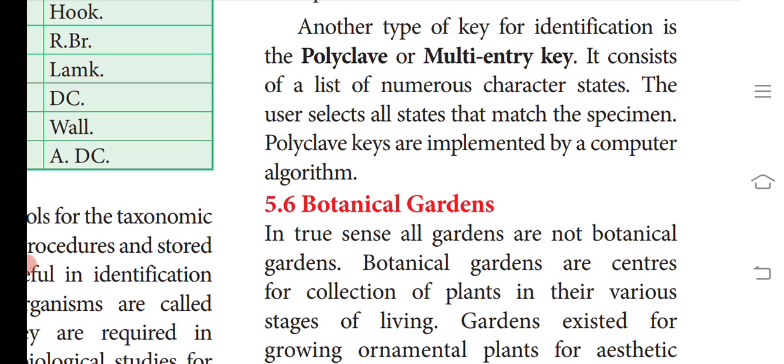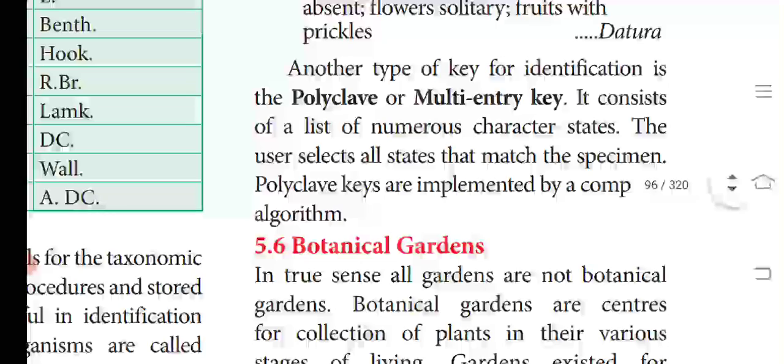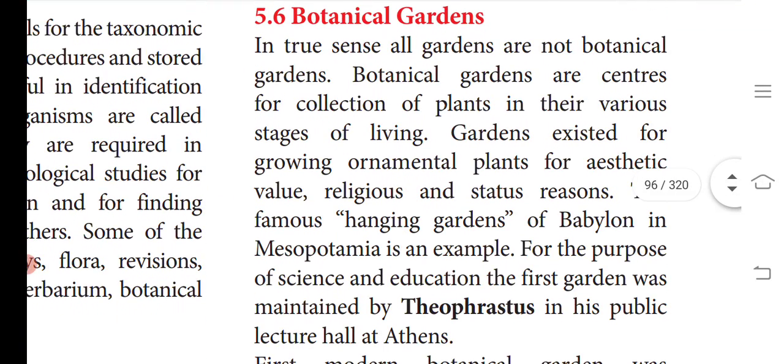Likewise, when you tick all the points whichever you are having in your hand, then you have to match it. Okay, so when the number of characteristic features matches with this, at least you can find what family it belongs to. Do you follow? So likewise, that is what is called a polyclave or multi-entry key.